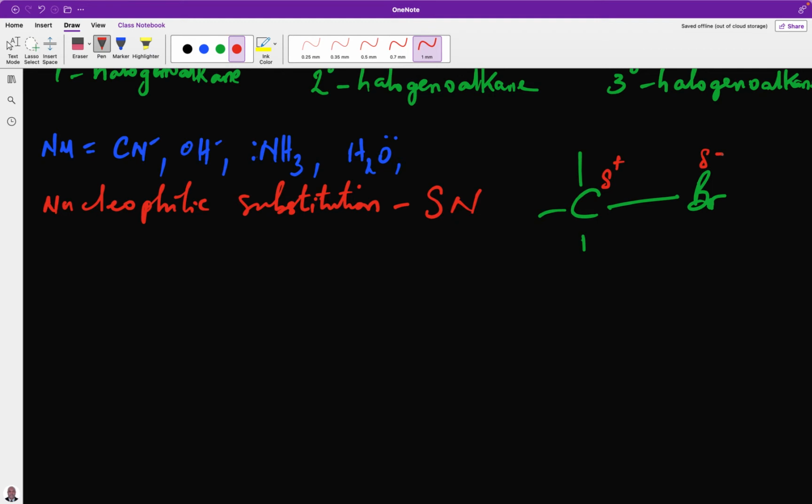And because of this, what happens? As I said, this is a mechanism in organic reaction in which a nucleophile attacks or is attracted to a carbon atom carrying a partial positive charge. A nucleophile is attracted to this end, to this carbon atom carrying what? A partial positive charge.